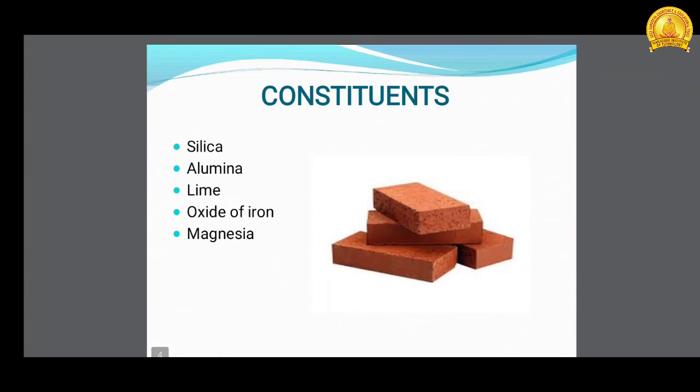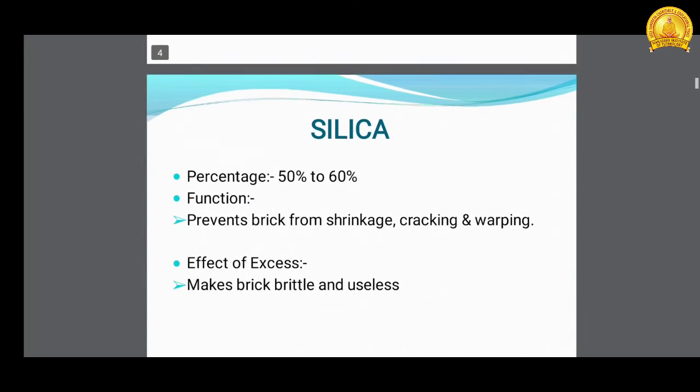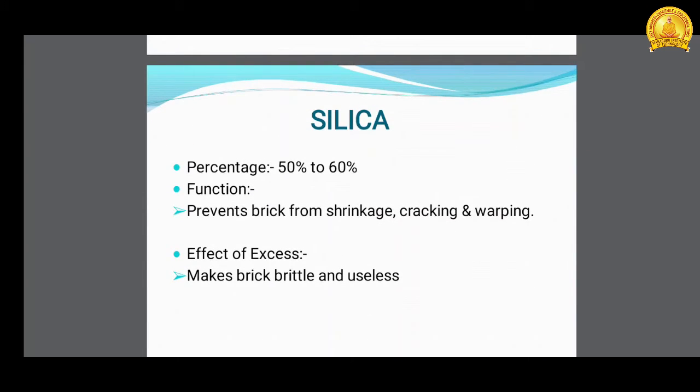Next one, constituents in brick. Silica, alumina, lime, oxide of iron and magnesia are the major constituents in brick. First one, silica. Silica is about 50 to 60% and its function is to prevent brick from shrinkage, cracking and warping. The effect of excess silica is that it destroys the cohesion between particles, which makes the brick brittle and useless.